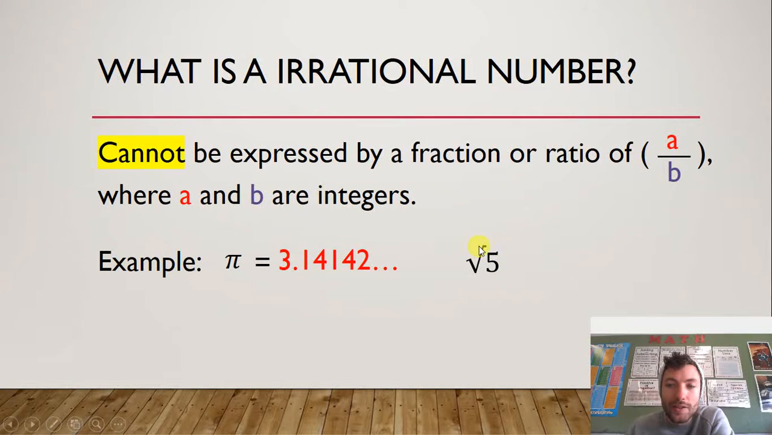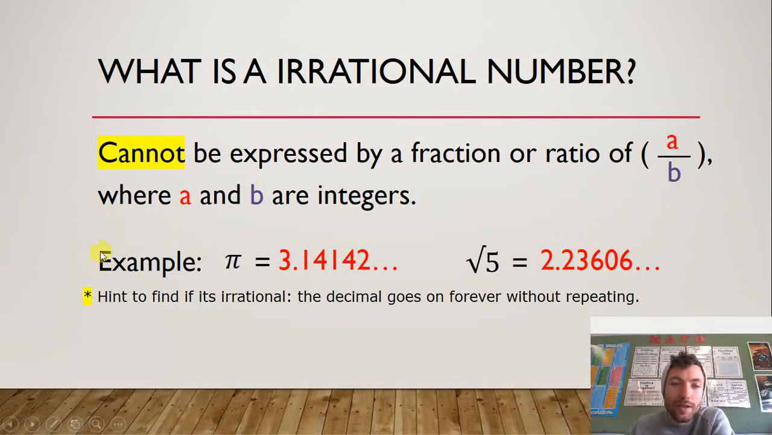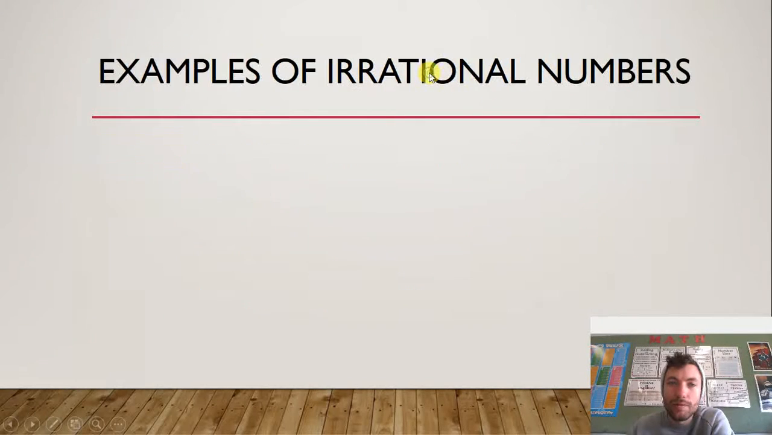We can also have square root 5. If you put that in your calculator, it gives you 2.23606, and then it keeps going and it's all different numbers. So the hint to find if it's irrational is the decimal goes on forever without repeating. There's no set pattern, it's always different. So that's the key difference between an irrational and a rational number.